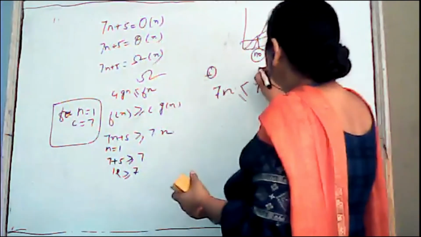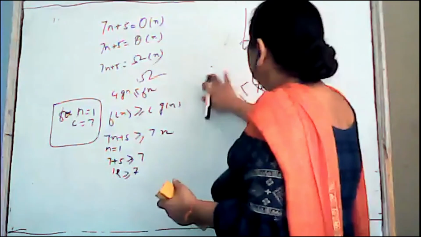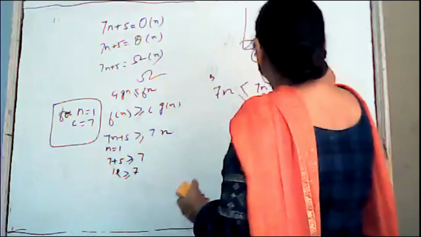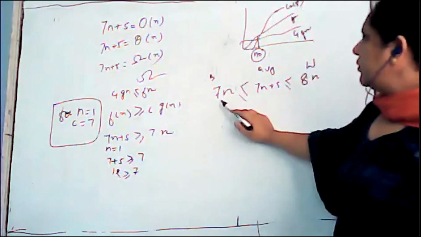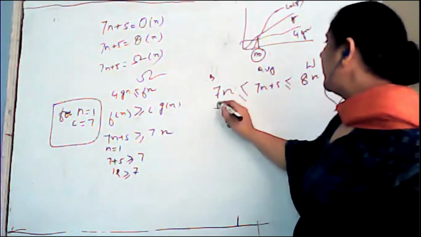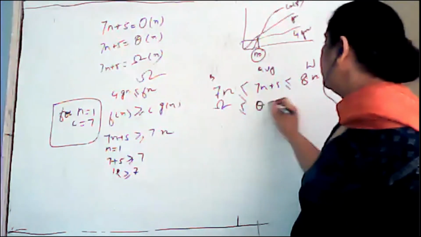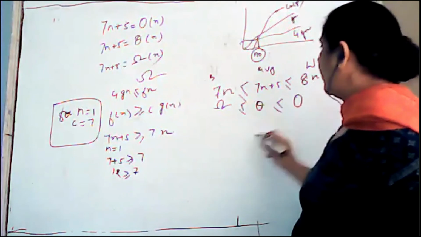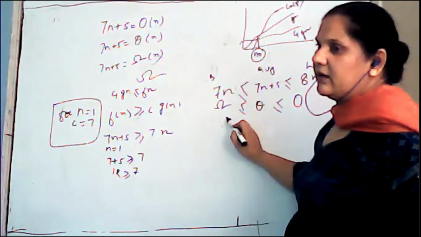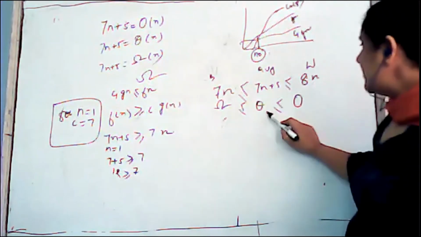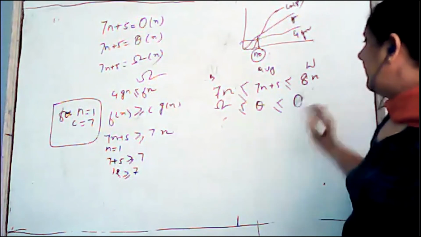For average case complexity, this is average. This is my best case and this is my worst case. So you have found the big omega. It lies in theta. Then we have big O. So 7n is my best case. 7n plus 5 is theta and it lies below 8n.